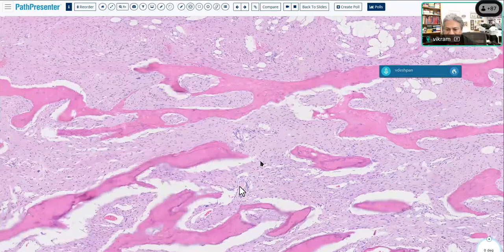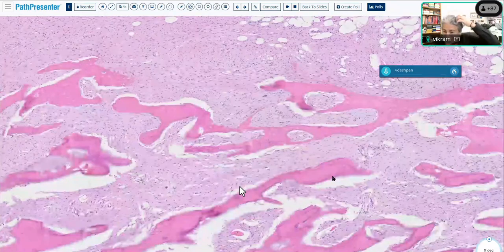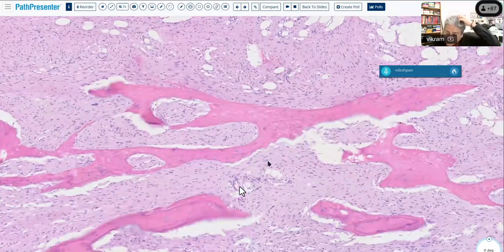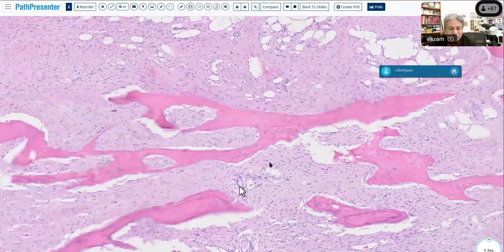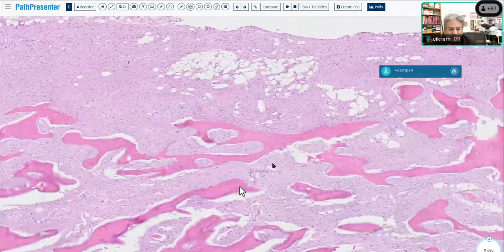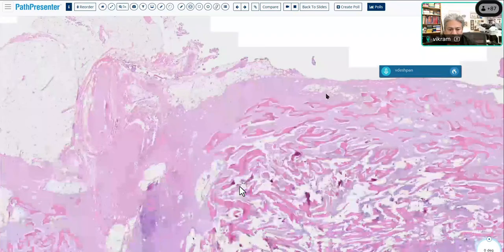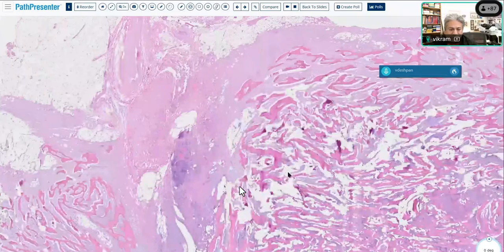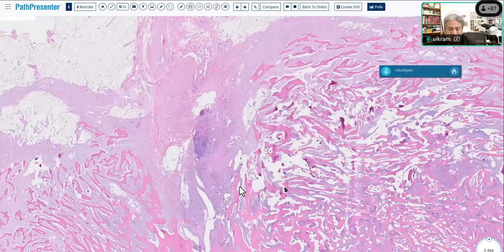But what is interesting about parosteal osteosarcomas is that they can be very, very bland. So let's look at them under very low power. This was the mass, right? This was the mass sticking out. This is a resection. Believe me, the biopsy was really, really hard.